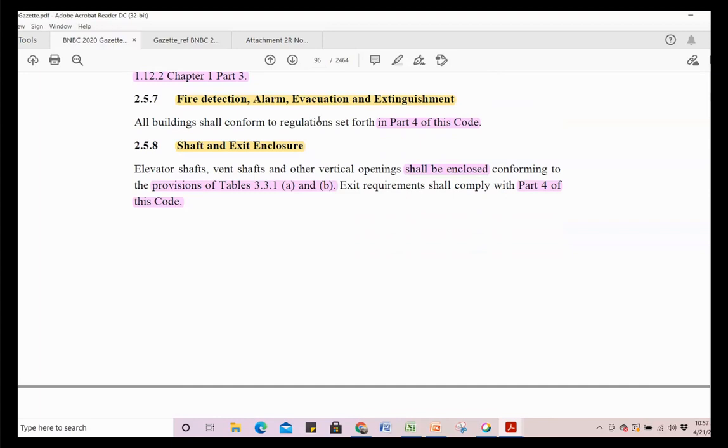Fire detection and alarm: fire detection, alarm, evacuation, and extinguishment. So this is an issue of part 4, and it is elaborated there, so it is referred to that part.